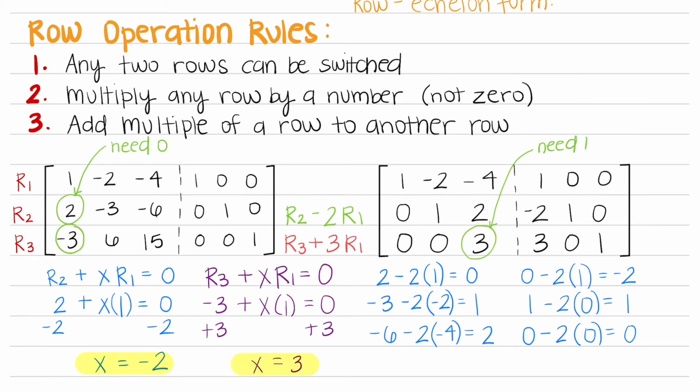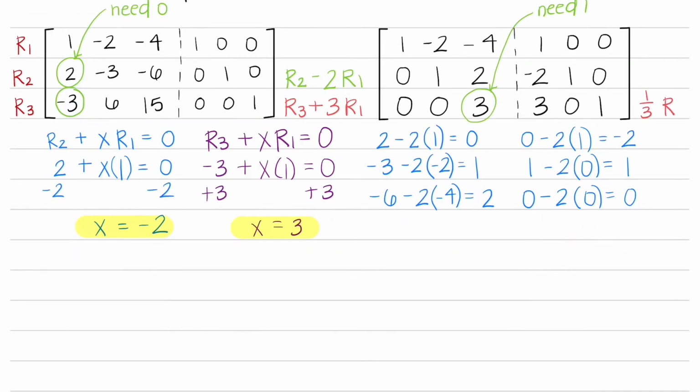So we need that 3 to be a 1. First we would work to the left of the diagonal, then the diagonal, and then the right of the diagonal. So let's make that 3 a 1. If we look at our rules again, rule 1 is any 2 rows can be switched. We can't switch any row to get a 1 there, so let's move on to rule 2. Rule 2 says multiply any row by a number that's not 0. Well, if we multiply row 3 by 1/3, then we can turn that 3 into the 1 that we want.